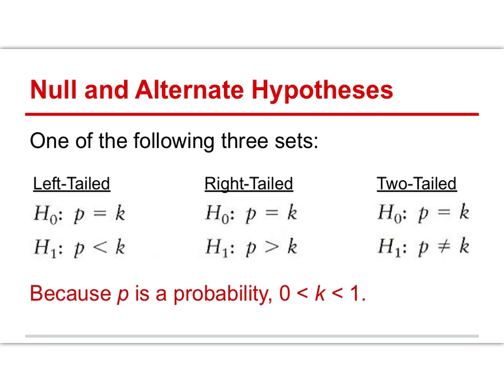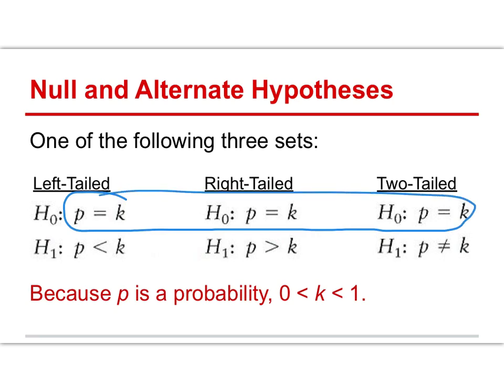Our null and alternate hypotheses really haven't changed a whole lot as far as what they look like, except now instead of the null hypothesis being mu equaling a number, they're now reflected as p equaling a number, regardless of whether that's a left-tailed, right-tailed, or two-tailed test. In all cases, the null hypothesis is that p is equal to k. For a left-tailed test, the alternate hypothesis is that p is less than k. For a right-tailed test, it's that p is greater than k. And for a two-tailed test, it's that p and k are not equal to each other.